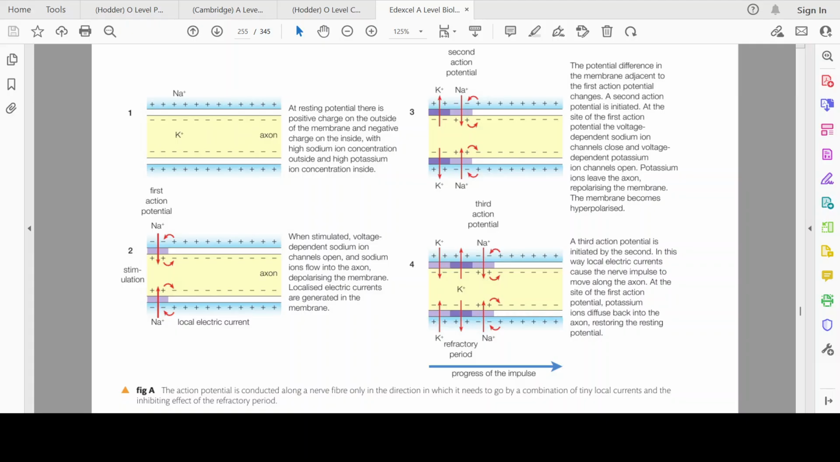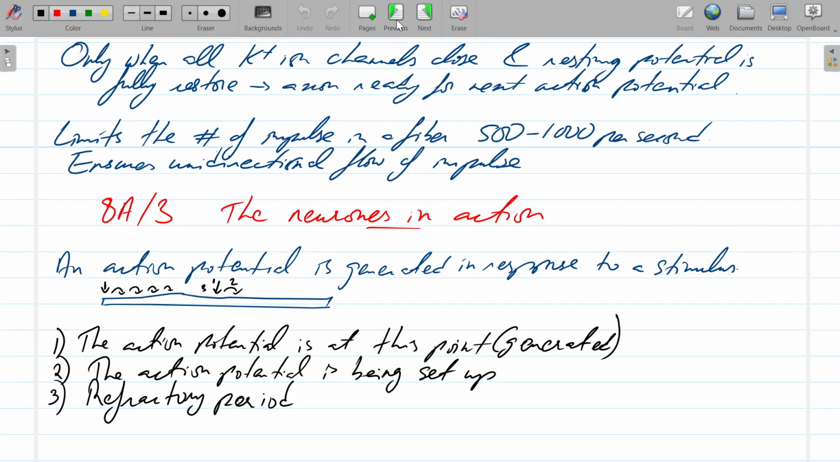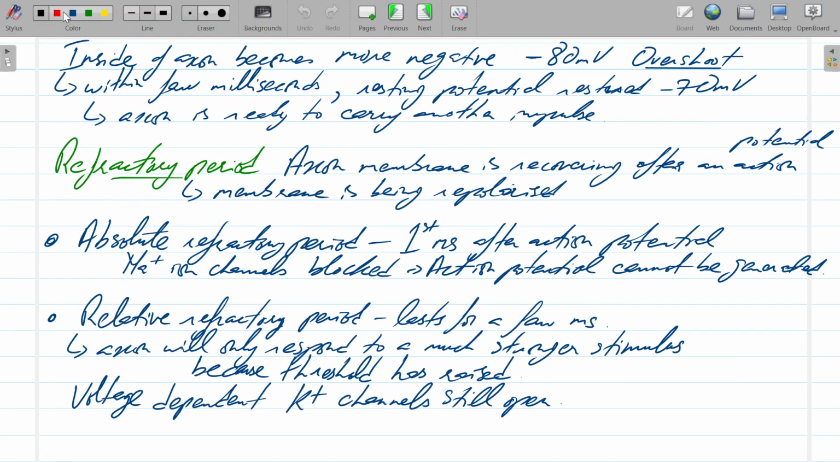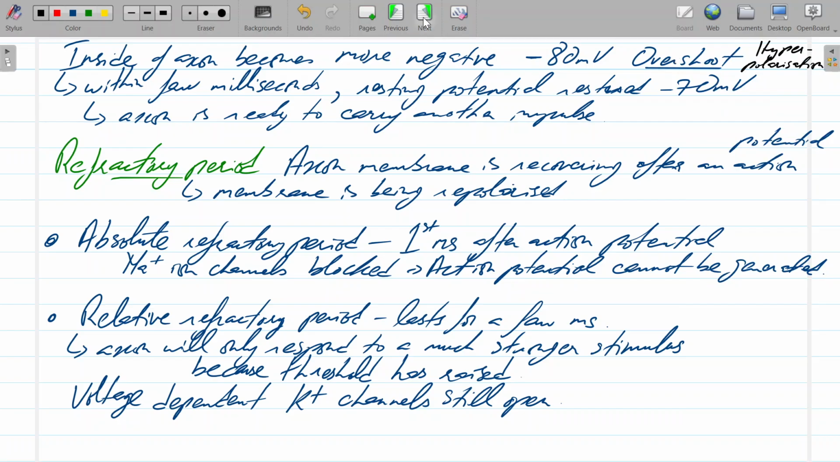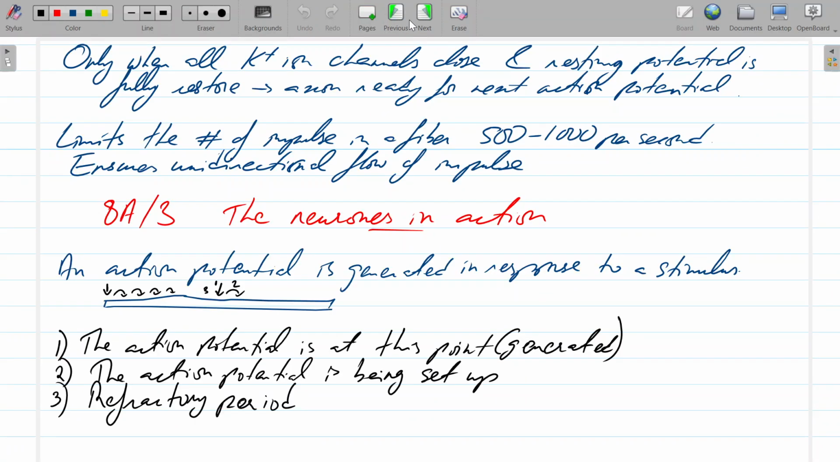Okay, so let me just move back to the whiteboard. Let me go back and add hyperpolarization over here. Okay, and so with that illustration, we've covered this. Next, we want to talk about saltatory conduction.